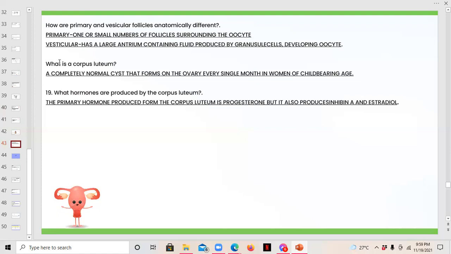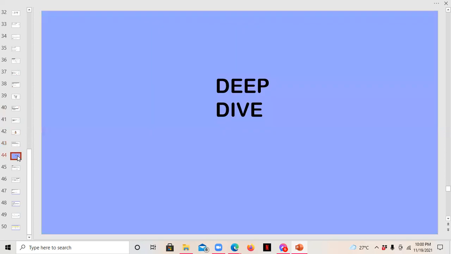childbearing age. Number 19. What hormones are produced by the corpus luteum? Our answer is the primary hormone produced from the corpus luteum is progesterone, but it also produces inhibin and estradiol.